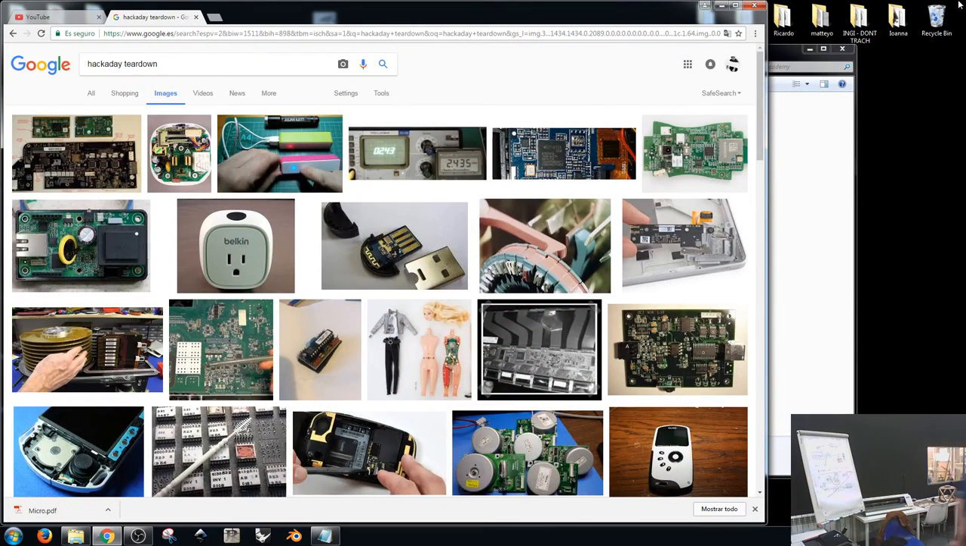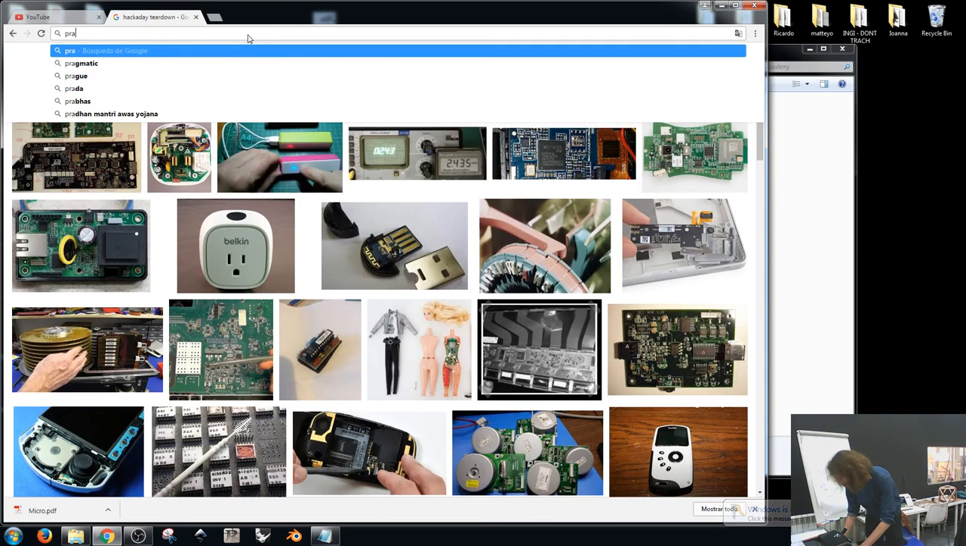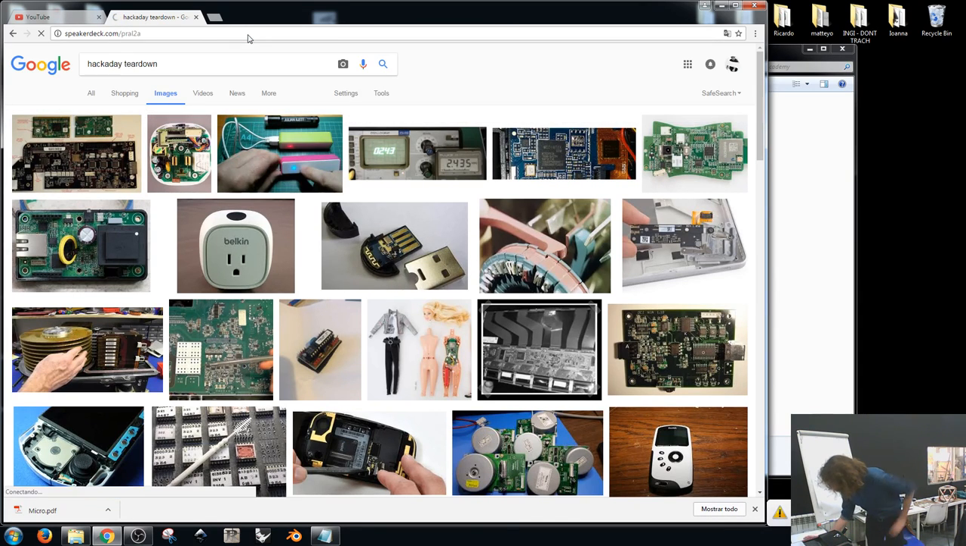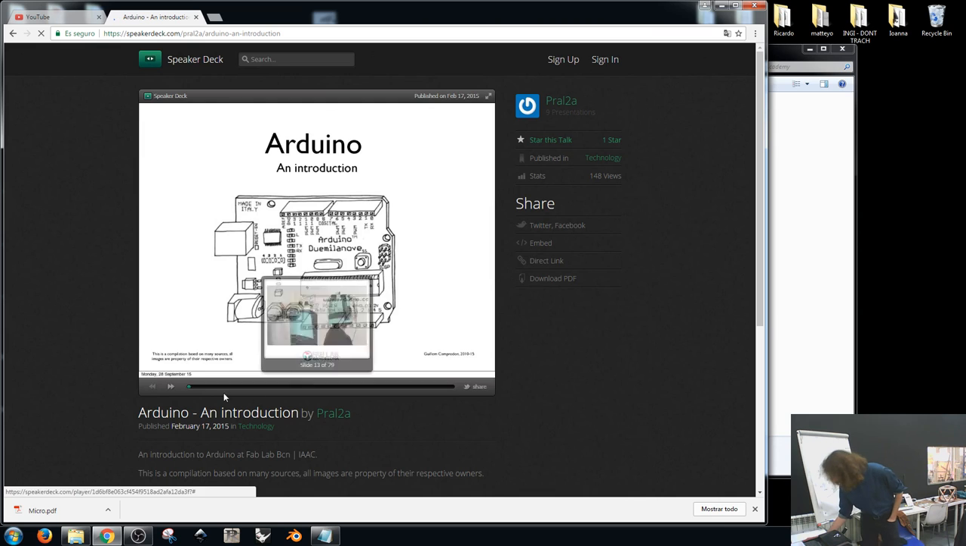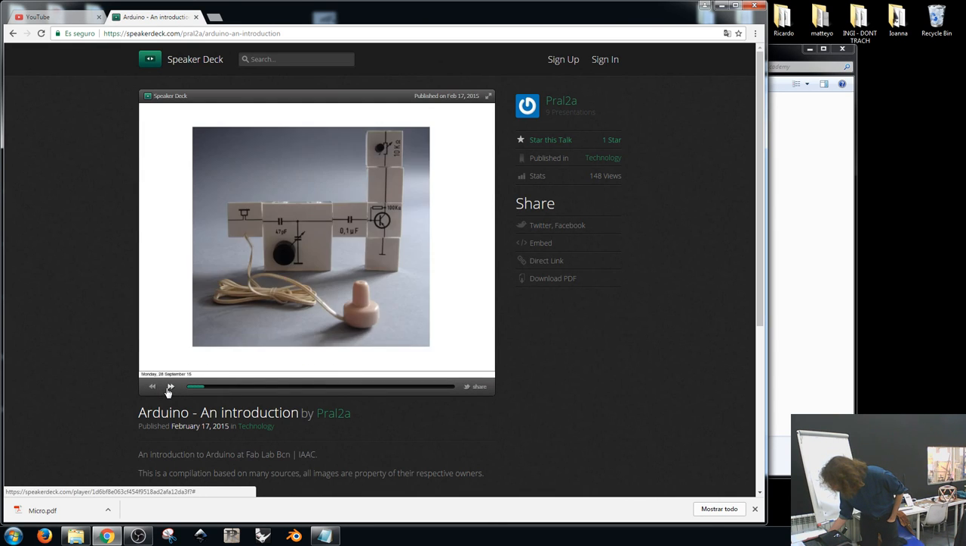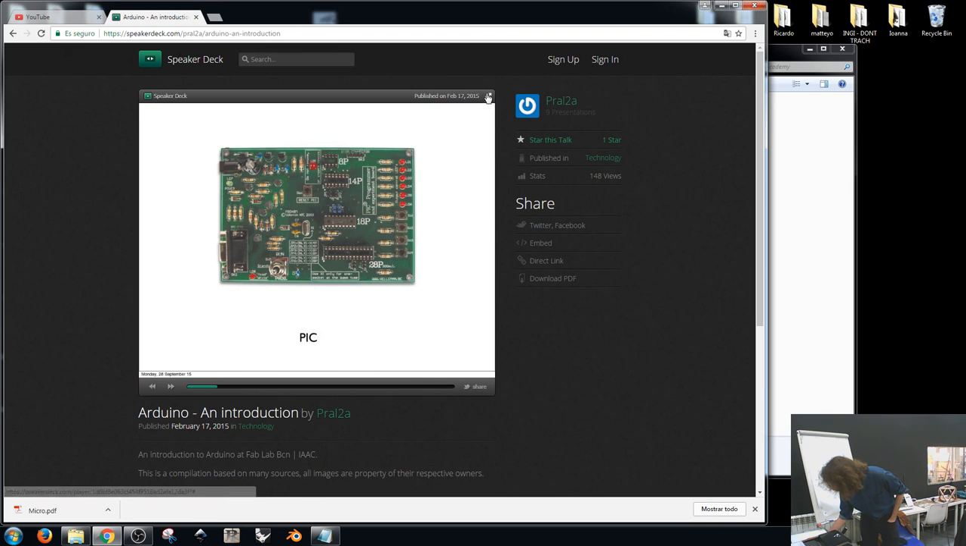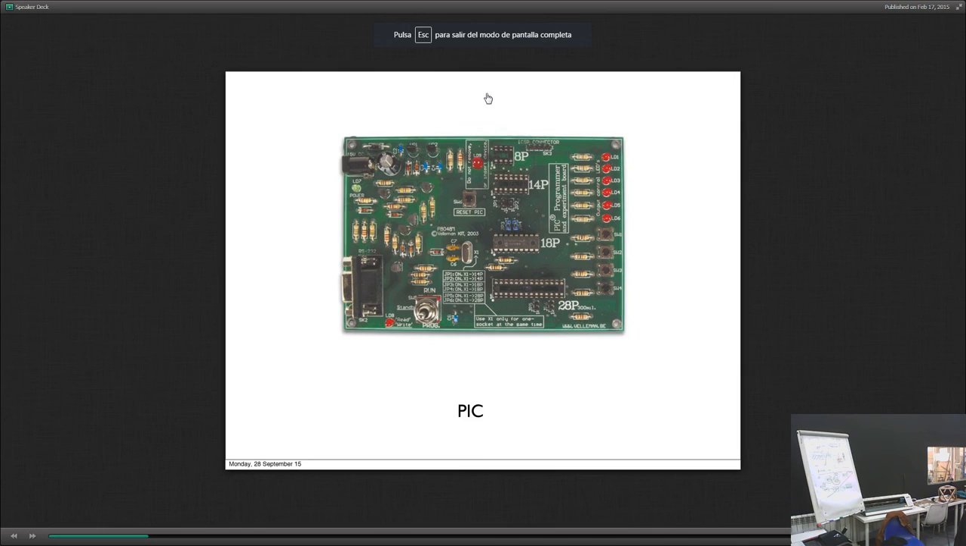Before I move on, when people were playing DIY, the big platform at the time was, and still is, a big platform. I can show you. So this was the big family from Microchip. This is a big family in the industry. AVR was pretty popular thanks to Arduino, but before that the big family was PIC, and it's still around.